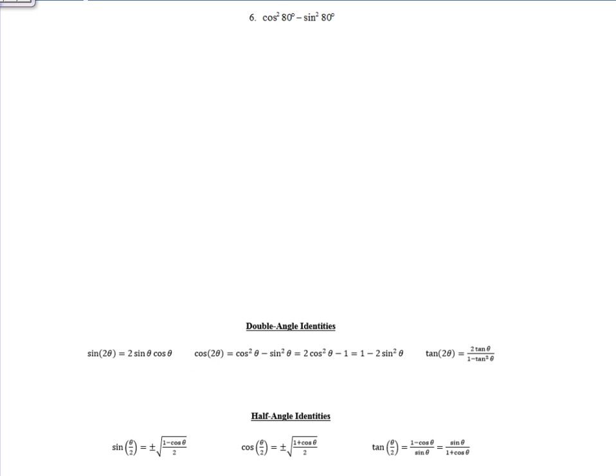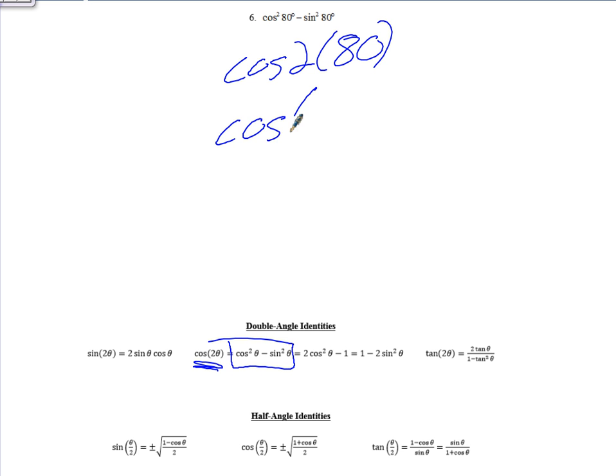So we continue here. That looks like it matches up with this identity. So again, we're plugging into cosine 2 theta. So cosine of 2 times 80, which is the cosine of 160.